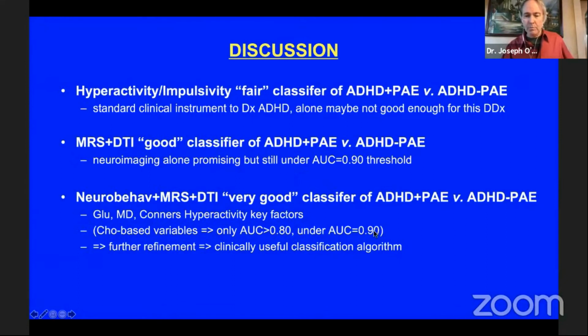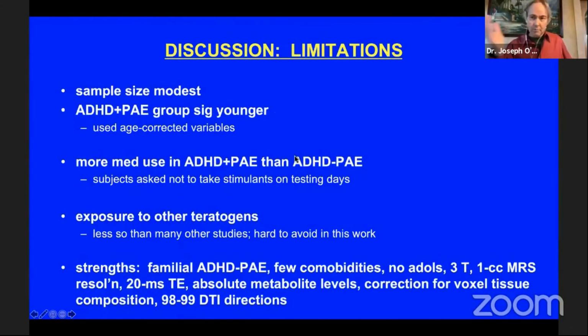They didn't make that 0.9 cutoff. At any rate, with further refinement, maybe we can eventually reach some clinically useful classification algorithm. Many various limitations to the study: sample size modest, we're talking 20, 30 patients, or less than that, 10, 20, 30 patients per group. The ADHD+PAE group was significantly younger, but we did use the age-corrected variables throughout.